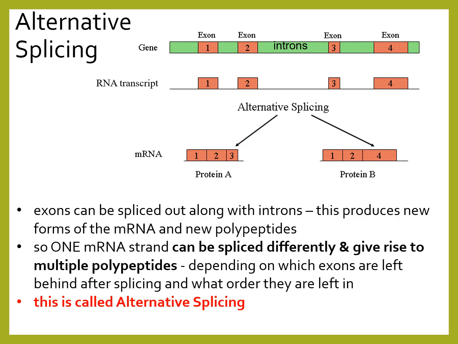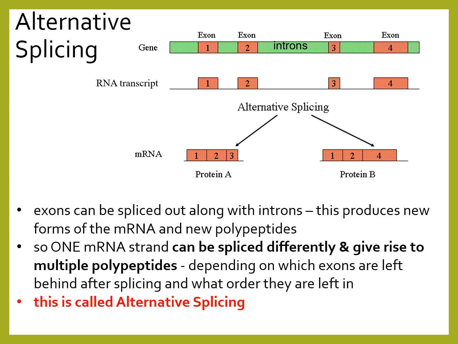But you can also cut out exons. So exons can be spliced out along with introns. And by cutting out exons, you produce new forms of the RNA transcript, new forms of the mRNA, and you can get new types of polypeptides being made. So depending on what exons you cut out and what exons you leave in, you can get an entirely unique combination of exons, which becomes a different polypeptide. This is called alternative splicing.